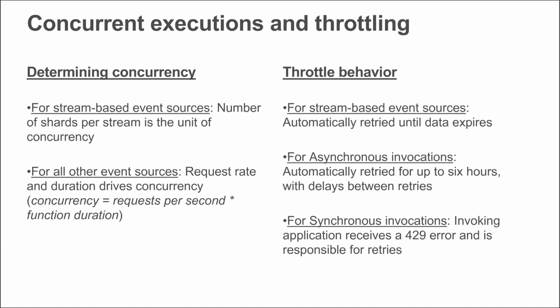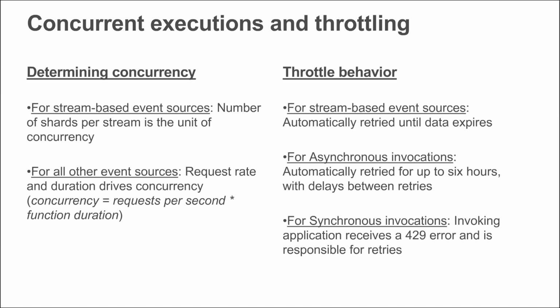So let's talk about concurrent executions and throttling. We talked about the default limit of 100 concurrent, which can be modified. But the way concurrency is determined is that for most other event sources, the concurrency effectively can be calculated as the individual request rate of how many requests are coming in per second multiplied by how long each function takes. For example, if you have 5 files per second coming into the system and each file processing takes 3 seconds, then if you look inside the system, there will be 15 Lambda functions running behind the scenes at any given point in time. So this 15 is the concurrency of how many functions are running there.